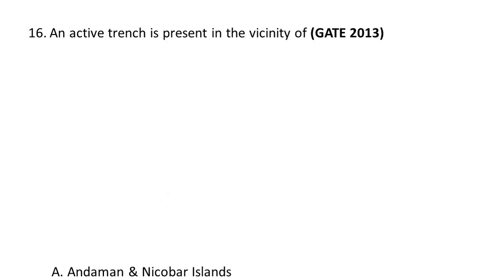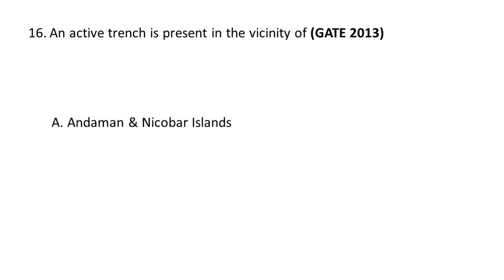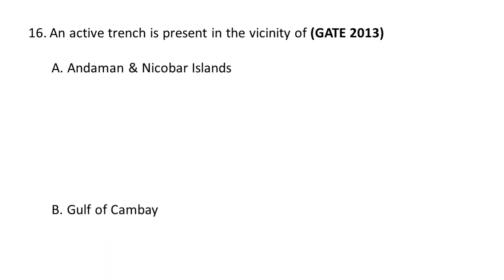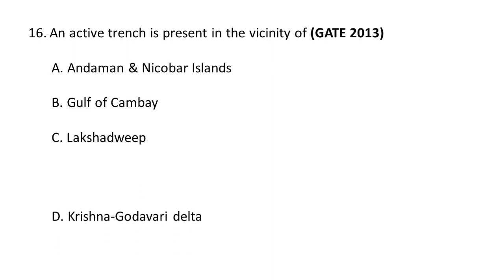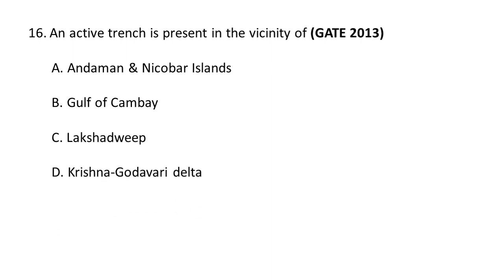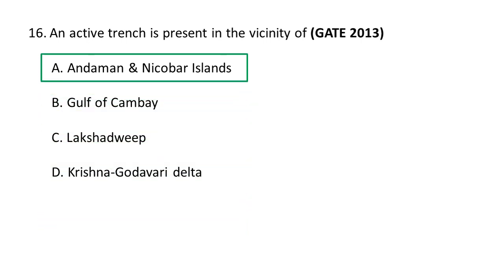Next question. An active trench is present in the vicinity of A. Andaman Nicobar Islands, B. Gulf of Cambay, C. Lakshadweep, and D. Krishna Godavari Delta. So, the correct option is that the active trench is present in the vicinity of Andaman Nicobar Islands. The Andaman Nicobar marks the Andaman Arch trench. It marks the active subduction zone where the northeast moving Indian plate is subducting below the Eurasian plate.